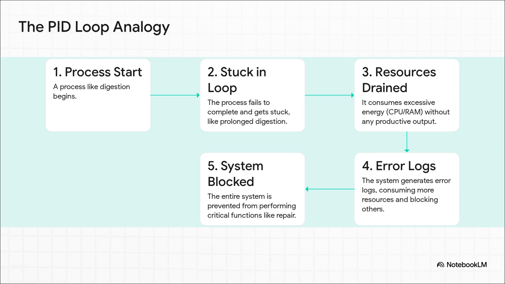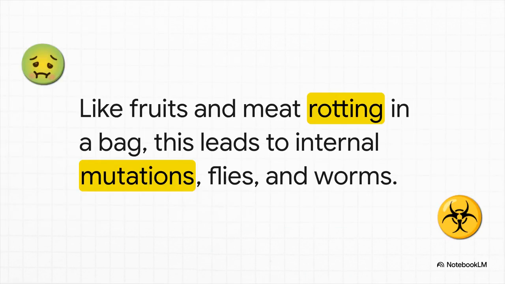Well, this is exactly what happens with prolonged digestion. It becomes this resource-hogging process that blocks the entire system. When the system checks and sees the task isn't done after 4 hours, it generates an error log. Then it checks again, finds the same error, and logs it again, creating this loop of error logging that just consumes even more resources. And this digital analogy has a pretty grim physical counterpart.